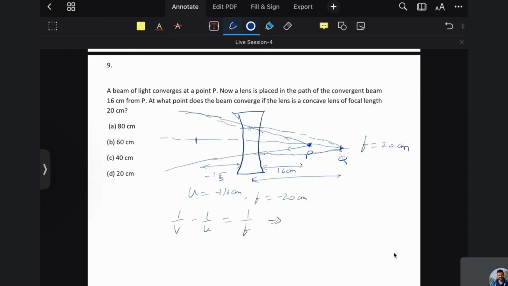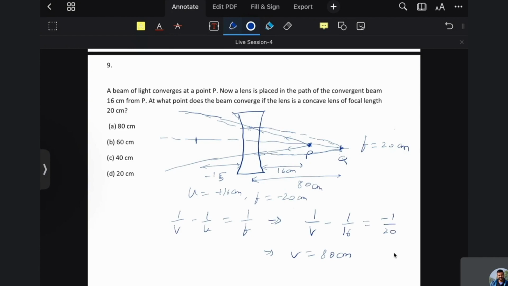And you have the thin lens formula, 1 by v minus 1 by u equal to 1 by f. So you can put everything in and calculate your v, and it will come to 80 centimeter. So this distance will be 80 centimeter. So that is the effect of a diverging lens. It will diverge the light rays, so that when it was converging at P, now it will converge at Q, which is a larger distance than 16 centimeter.